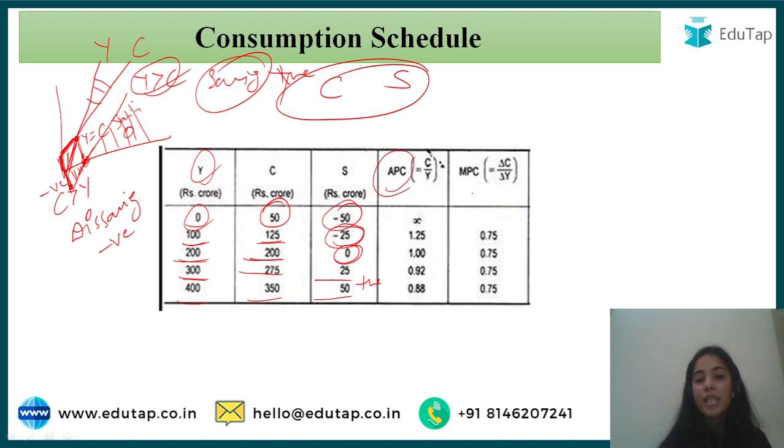See, now we will understand about the APC and MPC. I hope you have understood about the autonomous consumption and the induced consumption. Autonomous consumption means when you are consuming without the income. That is, even if you have no income, then also you are consuming something. That is independent from the level of the income, your autonomous consumption. While induced consumption depends on the level of the income. Okay. APC and MPC, now we will understand.